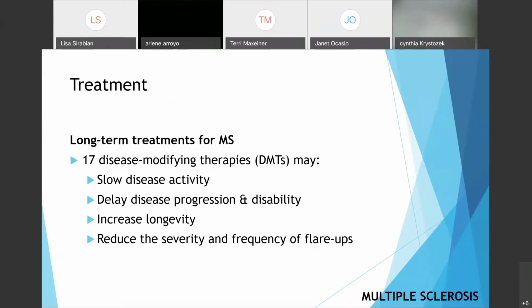So the really, really, really good news about MS is that we do have some long-term treatments that are actually disease-modifying therapies. So this is really good news. 17 different medications, FDA approved on the market that can make a real difference in this person's quality of life. So slowing the disease activity, delaying the progression and disability, increasing longevity, and reducing the severity and frequency of the flare-ups. So a big component is going to be medication management.